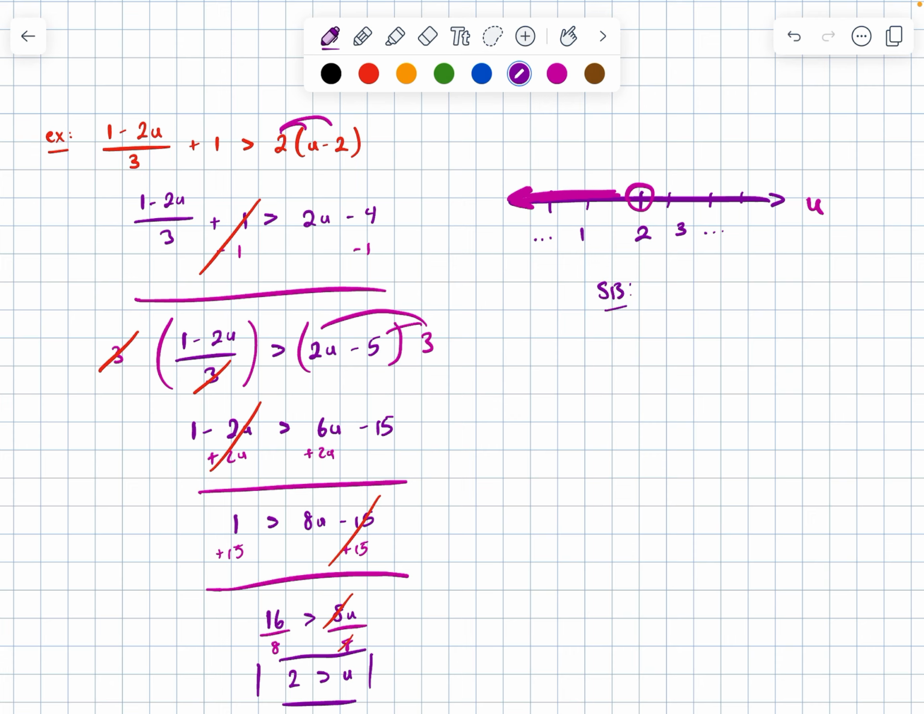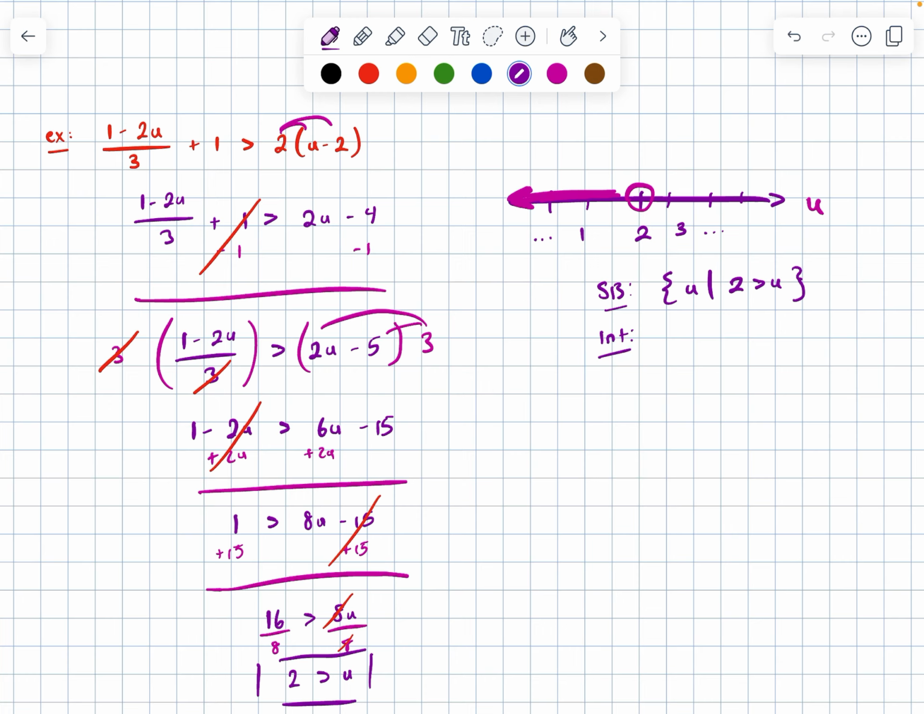Cool. Set builder and interval. Set builder, well, I want the set of all values of u such that I could say u is less than 2. I'll just take the solved inequality here. 2 is less than u. Or 2 is greater than u, sorry. There you go. And then interval notation.